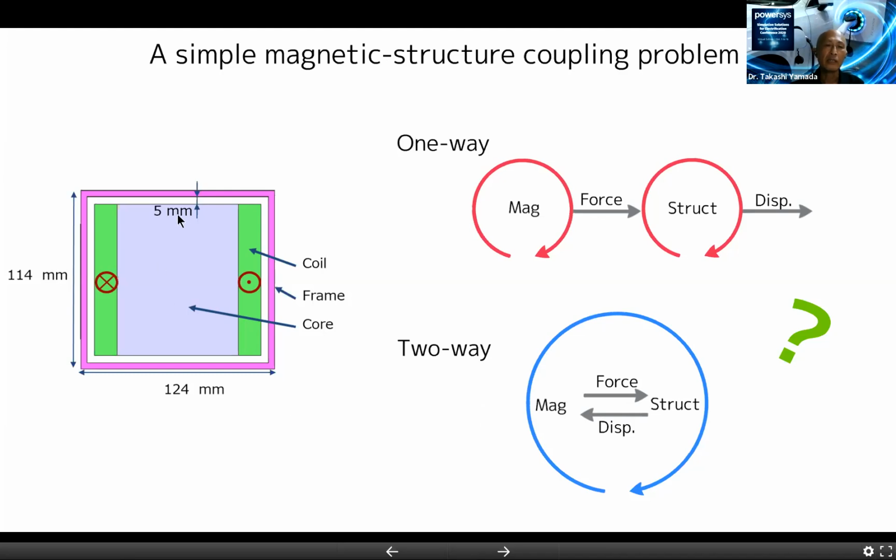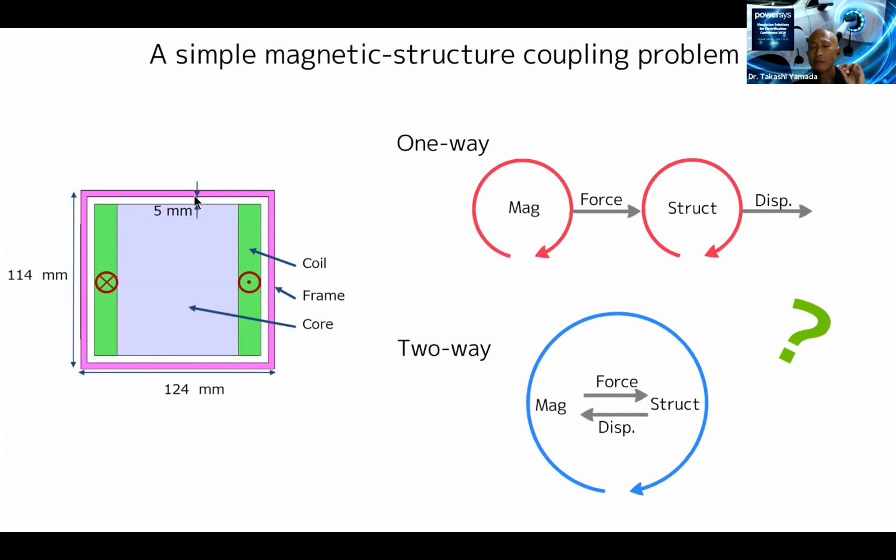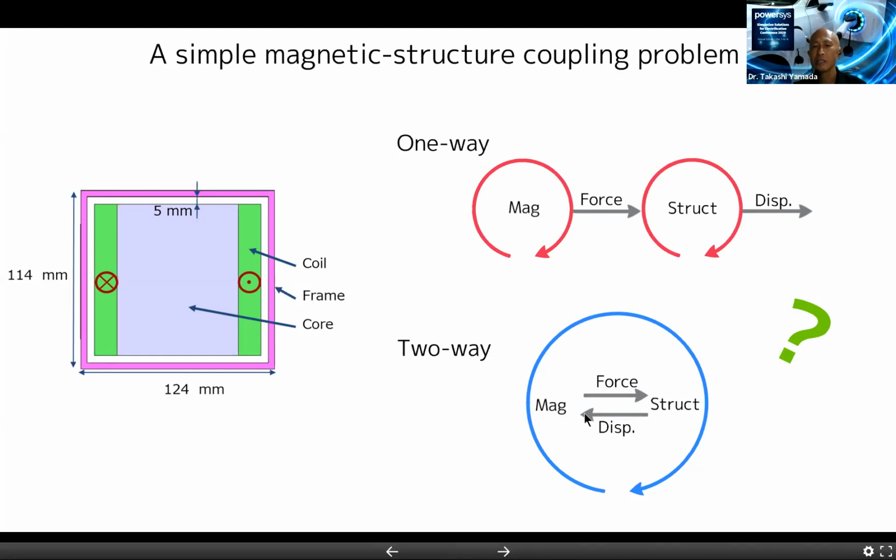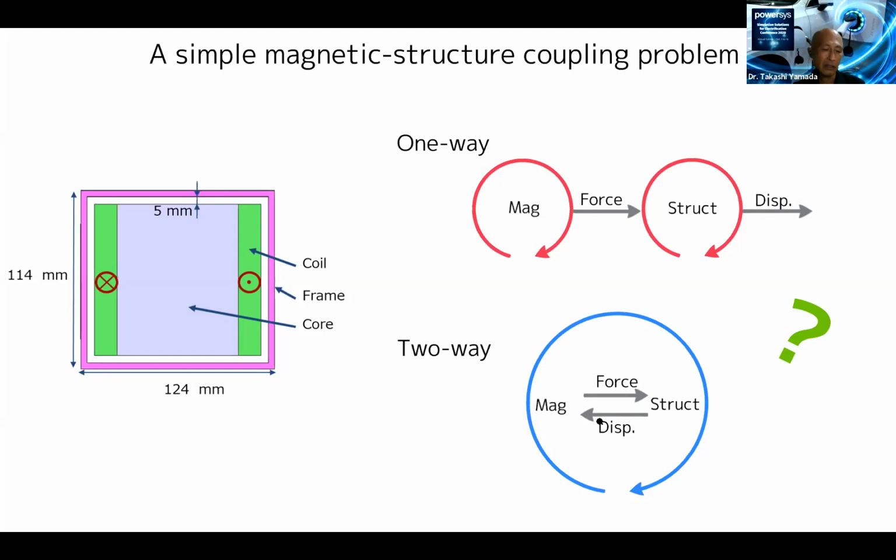Probably you notice that when you apply the force here, this plate will deform, then the magnetic resistance will reduce. Then of course the field changes, and the force changes. So actually you need a good interaction here. Okay, let's see the result.